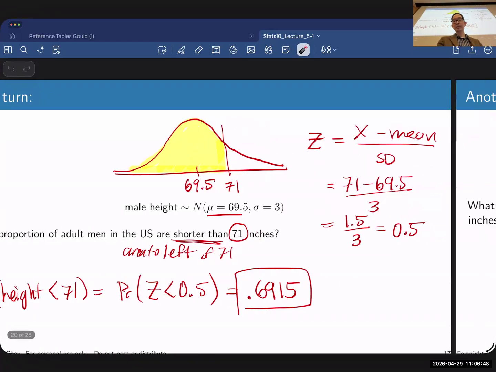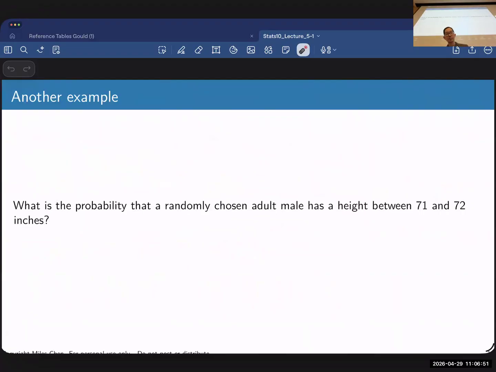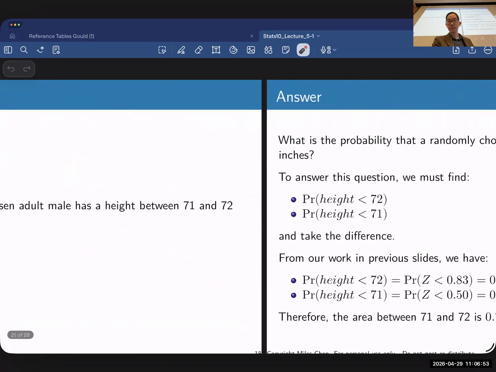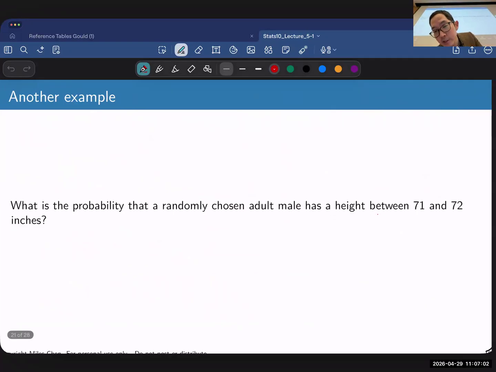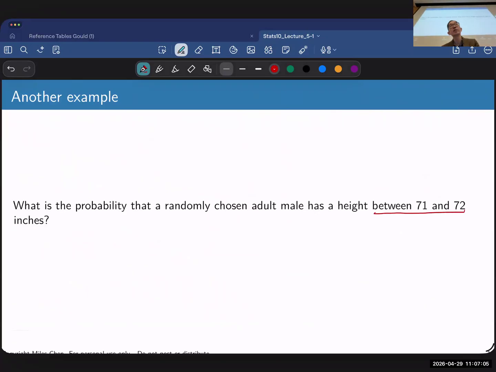And the questions can get a little bit more complicated. So here it says, what is the probability that a randomly chosen adult male has a height between 71 and 72? So what this means is we want the probability that the height is going to be above 71, but below 72, okay? So between these two heights, that's what we want to know.